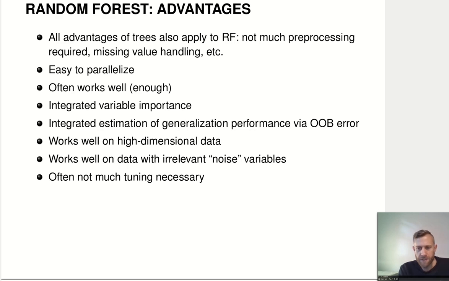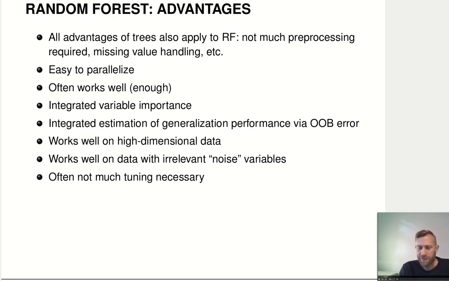They're very easy to compute in parallel, because the training on the different bootstrap samples is essentially independent from each other, so you can do that in parallel on a bunch of cores or machines. Empirically, the random forest tends to have a solid and good performance, and it's rare that it fails completely.